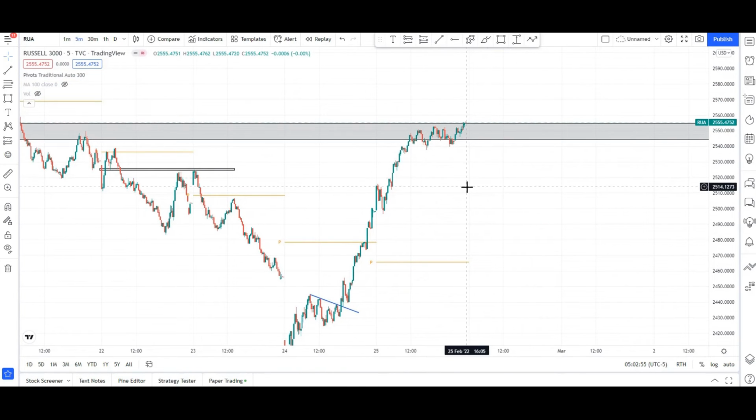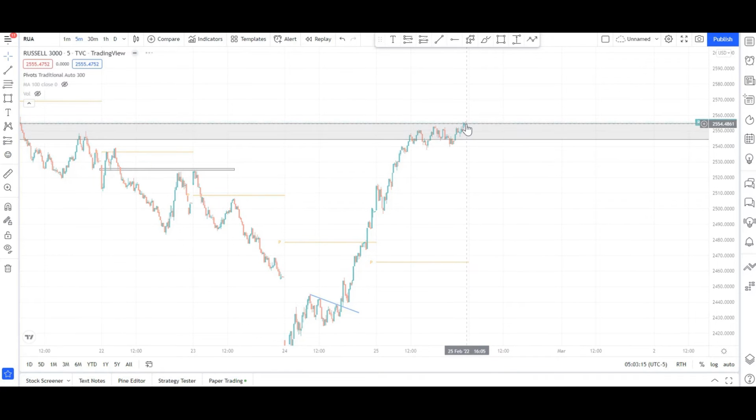Okay guys, after that what we have seen, it opened flat only. After that it crossed its day high. After that it took support once again at the day high. After that it continuously went upside, taking resistance from here only and consolidating. Okay guys, this is the Russell.